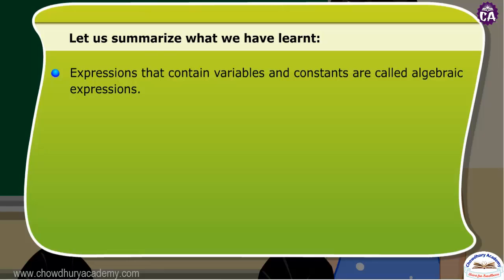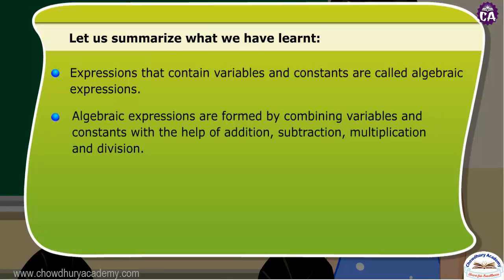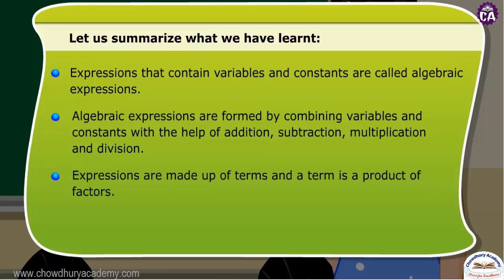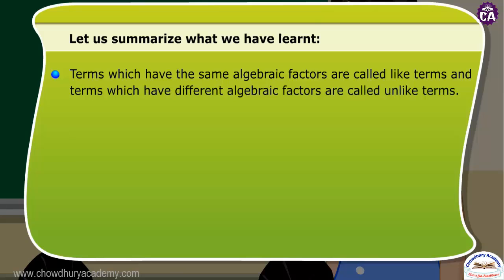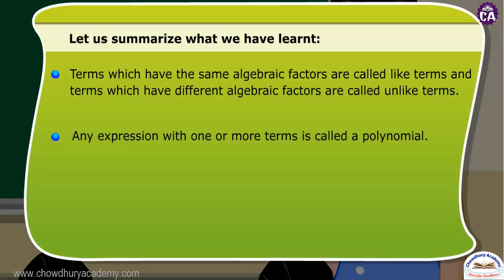Expressions that contain variables and constants are called algebraic expressions. Algebraic expressions are formed by combining variables and constants with the help of addition, subtraction, multiplication and division. Expressions are made up of terms, and a term is a product of factors. The coefficient is the numerical factor in the term. Terms which have the same algebraic factors are called like terms, and terms which have different algebraic factors are called unlike terms. Any expression with one or more terms is called a polynomial.